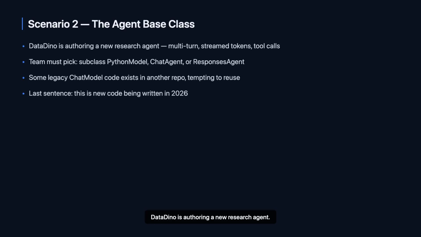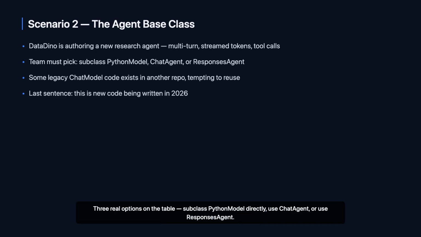Scenario 2. Data.Dino is authoring a new research agent. Multi-turn conversation, streamed tokens, tool calls into both the Museum Knowledge Index and an external partner API. The team has to pick a base class. Three real options are on the table: subclass Python model directly, use chat agent, or use ResponsesAgent.